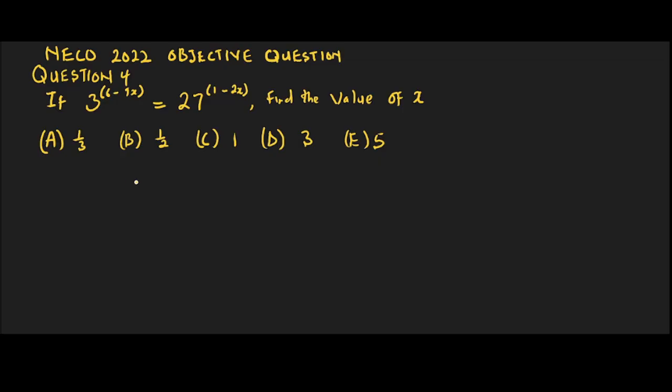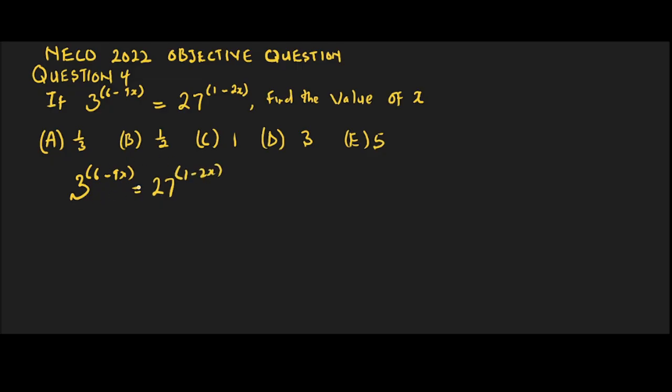Question 4. If 3 raised to power (6 minus 9x) equals 27 raised to power (1 minus 2x), find the value of x. And we have the options here. Here is an exponential equation. We have 3 raised to power (6 minus 9x) equals 27 raised to power (1 minus 2x).